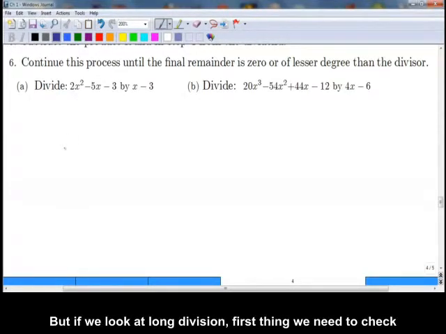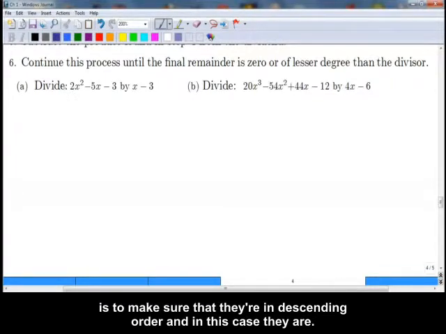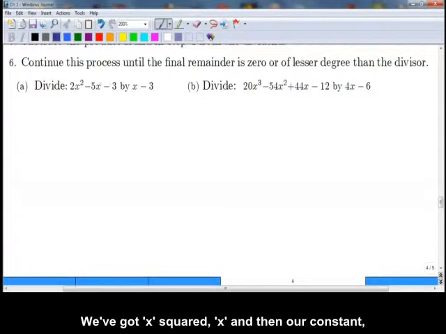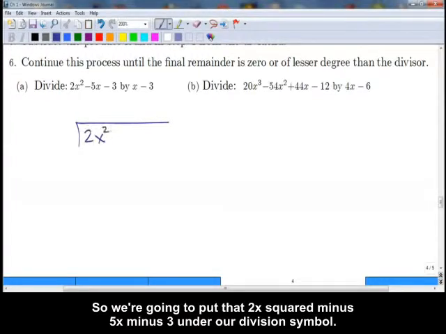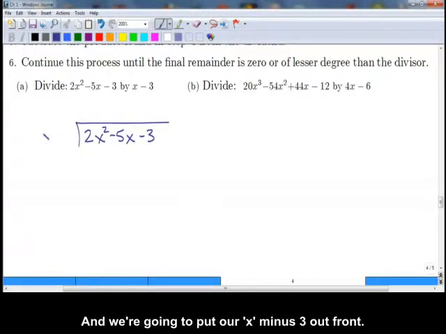But if we look at long division, the first thing we need to check is to make sure that they're in descending order, and in this case they are. We've got x squared, x, and then our constant, and in this one we've got x and our constant. So we are also not missing any terms here. They go in order all the way down. So we're going to put that 2x squared minus 5x minus 3 under our division symbol, and we're going to put our x minus 3 out front.